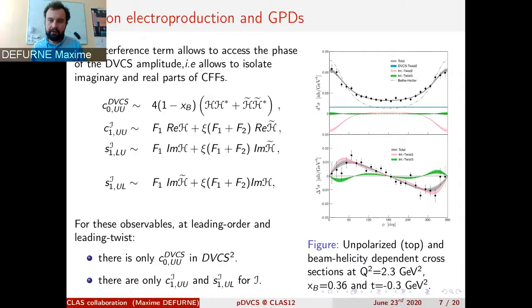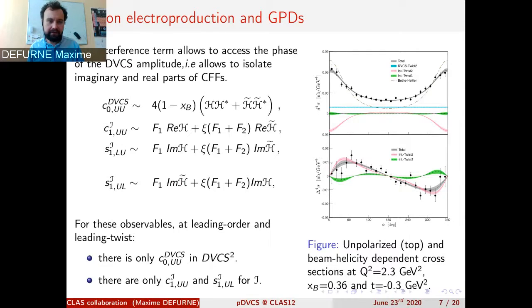So here you have an example, on the right, of an unpolarized cross-section and a beam helicity dependent cross-section. This cross-section exhibits a strong dependence on this angle phi. And usually, if one wants to extract information about the Compton form factors, which are the complex integrals of GPDs, one needs to study the harmonics inside the cross-sections. For instance, if you look at the constant harmonics carried by the DVCS squared term, you have information about quadratic terms in the Compton form factors, so the modulus, for instance, of H or H tilde.